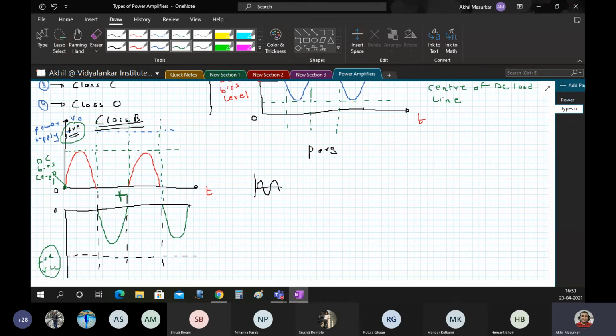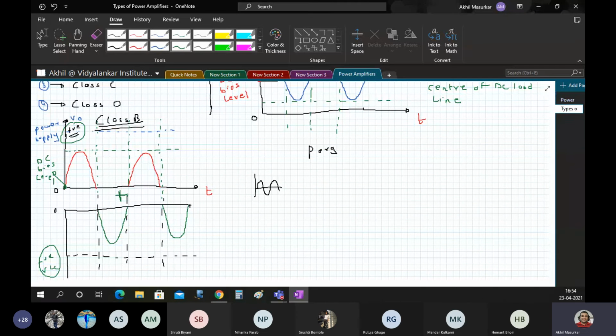Class AB operation still requires, it cannot operate alone, it also requires a push-pull connection to achieve a full output cycle swing. But the DC bias level, again I am saying, is usually closer to the 0 base current level for better efficiency.